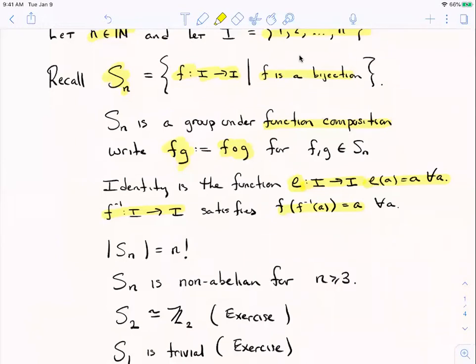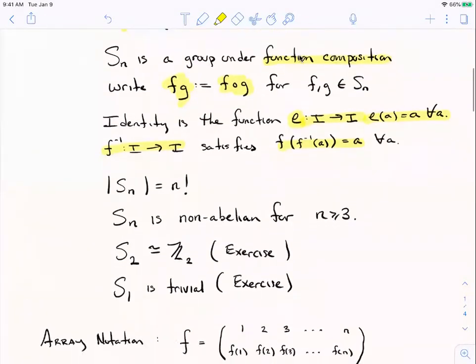Cool. What do we know about Sn? You can ask me about this when we're all online at the same time, or you can check it out in your books or write me an email, talk to me one-on-one. But Sn is a group of order n factorial. There are n factorial permutations of n elements. So it's a finite group, but its order gets big fast as a function of n. It's a non-abelian group. Given two permutations, they won't necessarily commute. So f times g is not necessarily g times f. Well, that's true if n is at least 3.